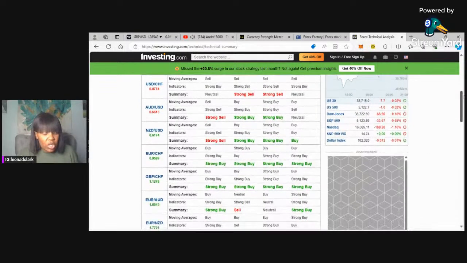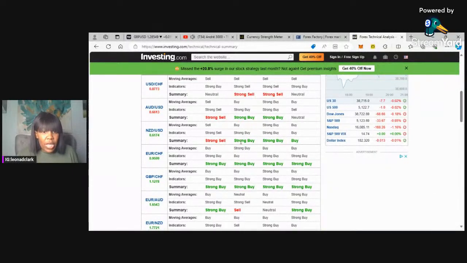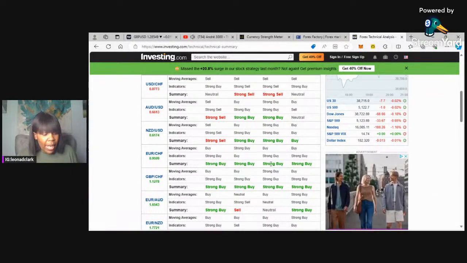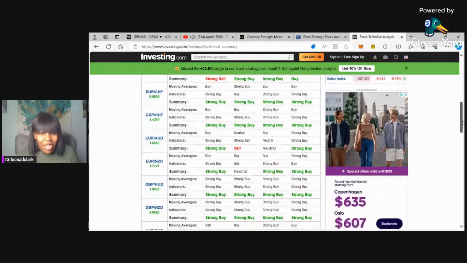Euro CHF is supposed to be buying. We have buy across the board, strong buy actually. So check mark next to Euro CHF. GBP CHF is supposed to be buying. This has buy across the board, so check mark next to that one. Where we at? Euro AUD is supposed to be a buy. This is all over the place. So X, Euro AUD.